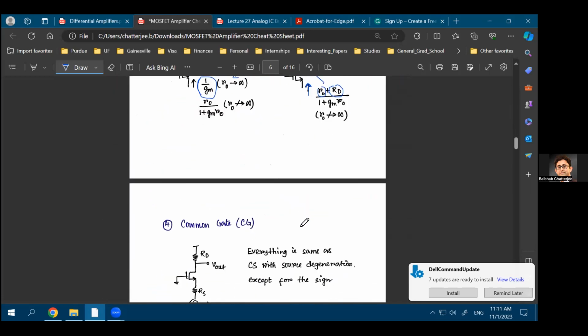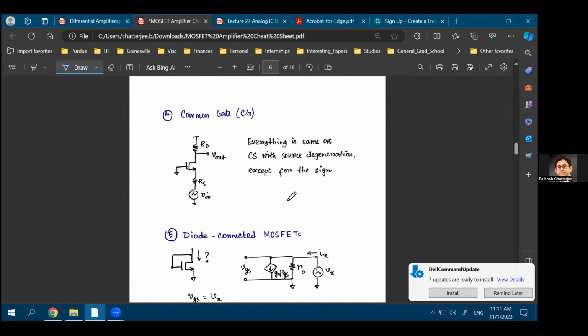All right. Common gate, again, something that we have seen before. Everything is the same as common source, and if you have a degeneration resistance, then you can also have the source degeneration, except for the sign. So common gate: the input is applied at the source, the gate is grounded, and the output is taken at the drain. Why am I saying that everything is the same as common source with source degeneration except for the sign?